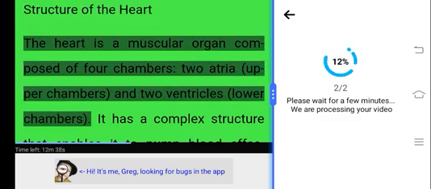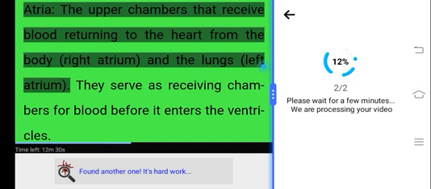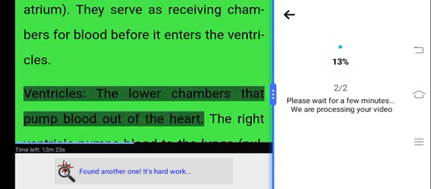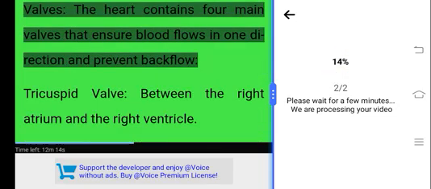Structure of the heart. The heart is a muscular organ composed of 4 chambers, 2 atria (upper chambers) and 2 ventricles (lower chambers). It has a complex structure that enables it to pump blood effectively. Atria: the upper chambers that receive blood returning to the heart from the body (right atrium) and the lungs (left atrium). They serve as receiving chambers for blood before it enters the ventricles. Ventricles: the lower chambers that pump blood out of the heart. The right ventricle pumps blood to the lungs (pulmonary circulation), while the left ventricle pumps blood to the rest of the body (systemic circulation).